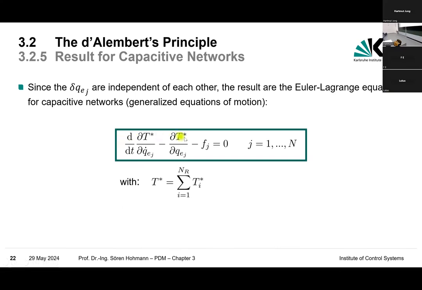Second, do a derivative of the kinetic energy with respect to position, to displacement. Subtract the external flows, so forces. Remember, flow is force in mechanical systems. And this is equal to 0. That's it.